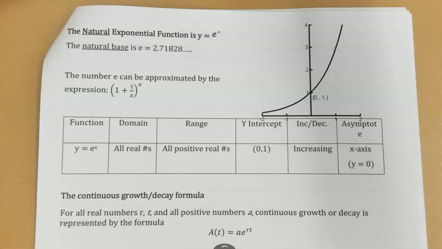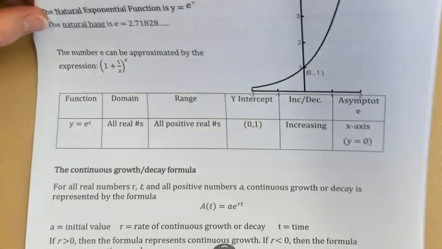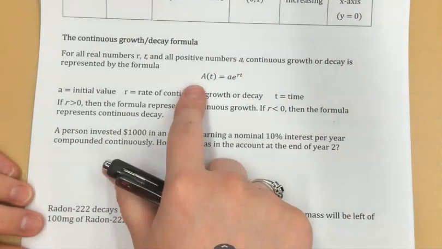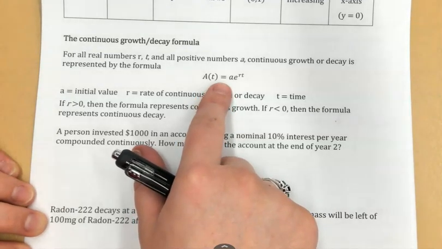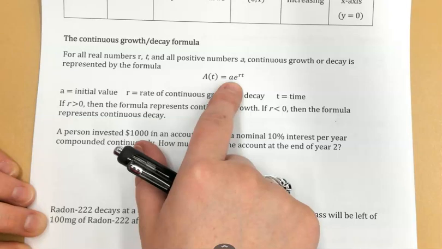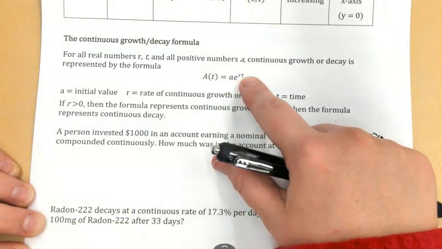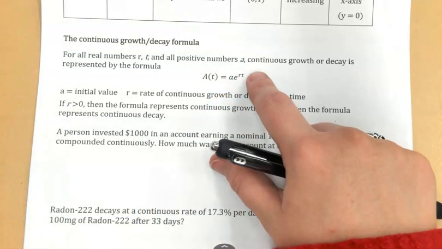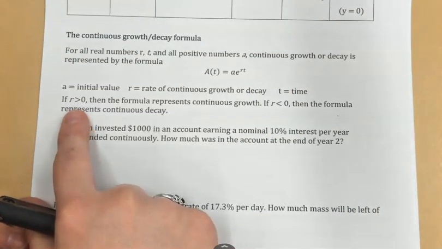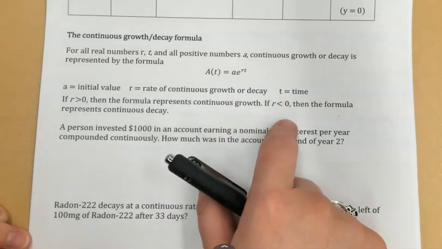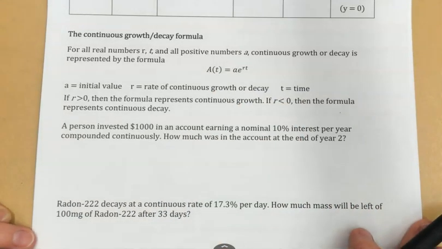And when do we use this natural base? Well, when we have continuous growth or decay. So the equation here looks a little bit different. A is still your initial value, e is going to be your base, and then you have your rate of growth or decay and time both in your exponent here. Now, r is going to be greater than 0 when the formula represents growth, and r will be less than 0 when it represents decay.